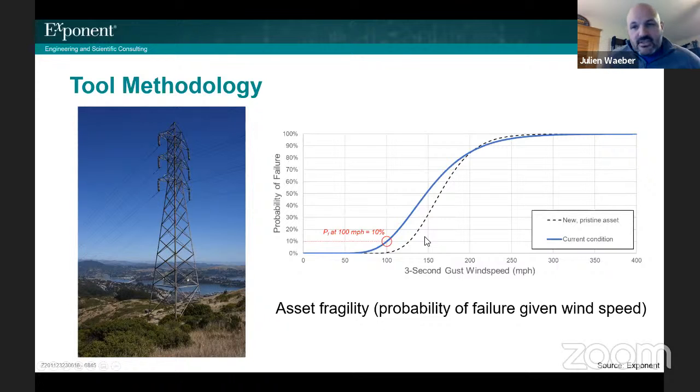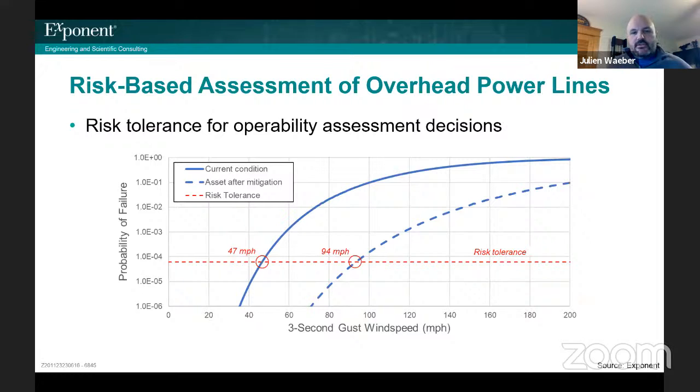And it's really important to understand your system and each of its components, as I mentioned earlier, to be able to establish this and then understand what is the level at which you're comfortable continuing to operate your asset. So your risk tolerance for operability assessment decision might be, for example, that you don't want to accept a probability of failure of anything more than 10 to the minus 4, which is very small, obviously. But in this case, it's a really important asset. So what is the risk you're willing to tolerate?